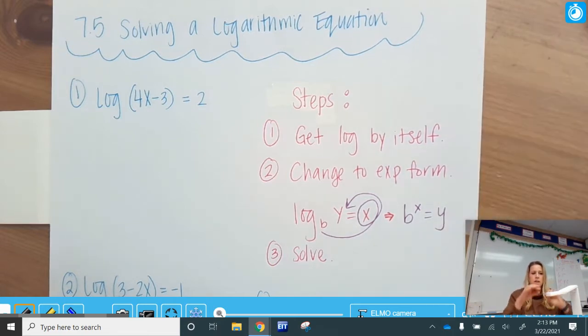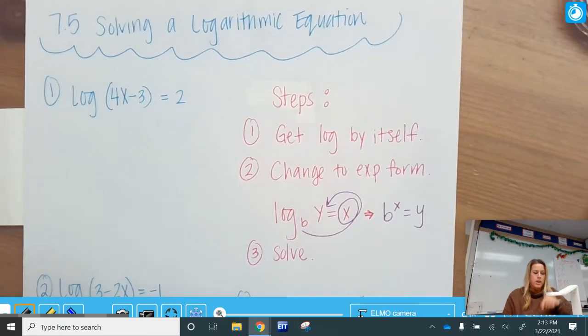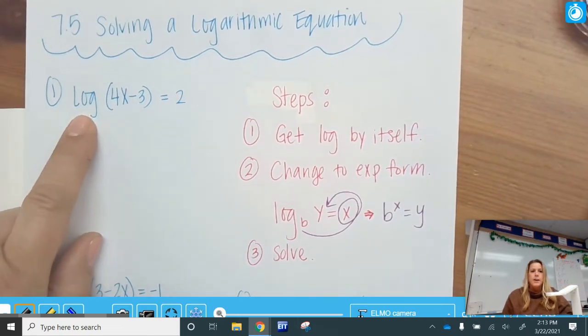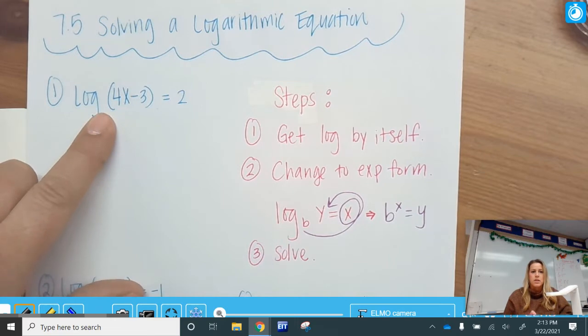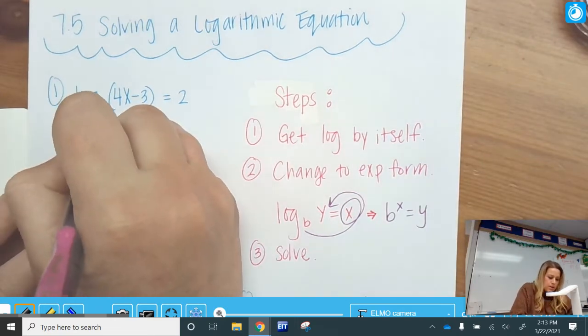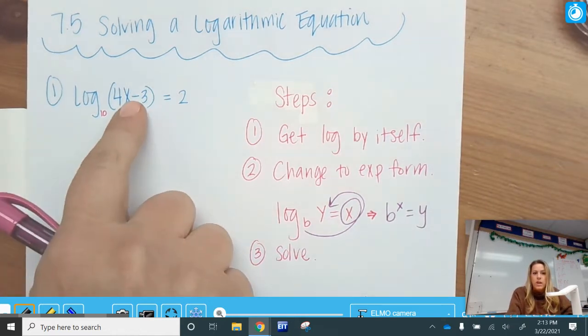The first thing is, you'll notice that our equations start out with the word log in them. So here's a log. You'll also notice that there is no base written. So remember that if there is no base written, then that is a base of 10. Okay. So the steps are, we basically want to figure out what is that x number right there.